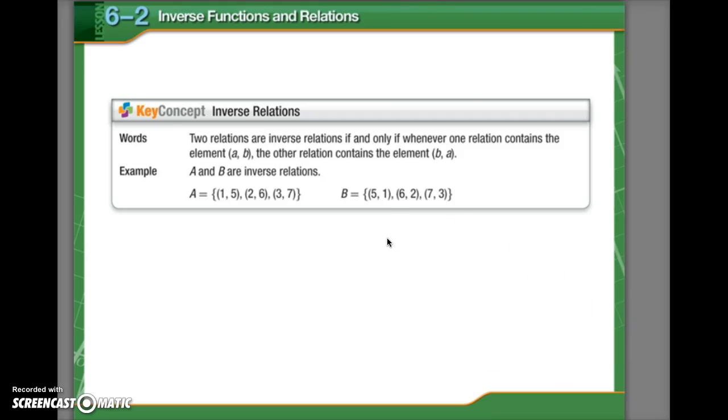And here's your concept for what an inverse relation is. Two relations are inverse relations if and only if, whenever one relation contains the element (a, b), the other relation contains the element (b, a).